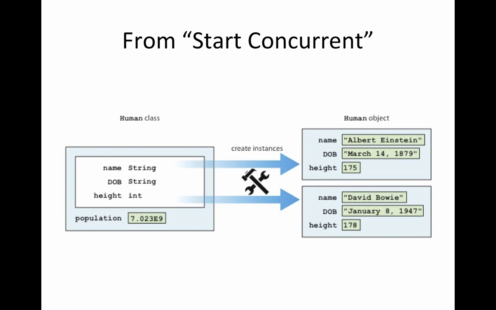However, they will not have their own copy for the static field, for the population. Each of those human objects can go and change the population value, again if it is not declared as constant, and that change will be reflected if the other human object goes and reads that value. Why? Because it is a single memory location that carries that value and all objects can access that.